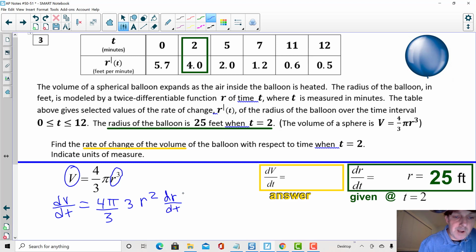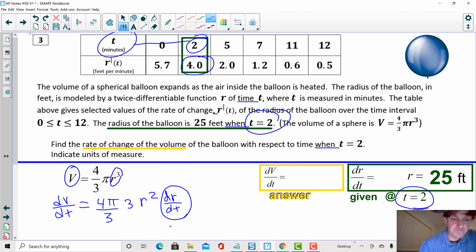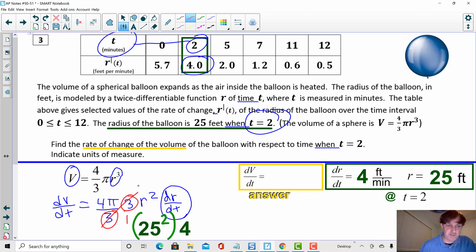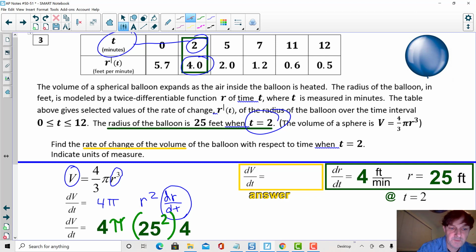Now the whole point of this problem was to find dr dt from the chart. Remember, it's when t is 2. So when t is 2, you can see that r prime is 4. So we're going to plug in a 4 for r prime. The units are feet per minute. The radius is 25, so we can plug that in. You might notice that the 3 on top will cancel with the 3 on the bottom, and we're just left with 4 pi. Okay, if you multiply this out, you get 10,000 pi.